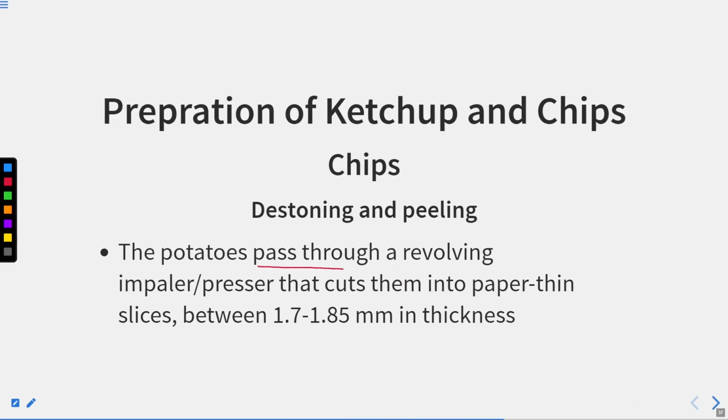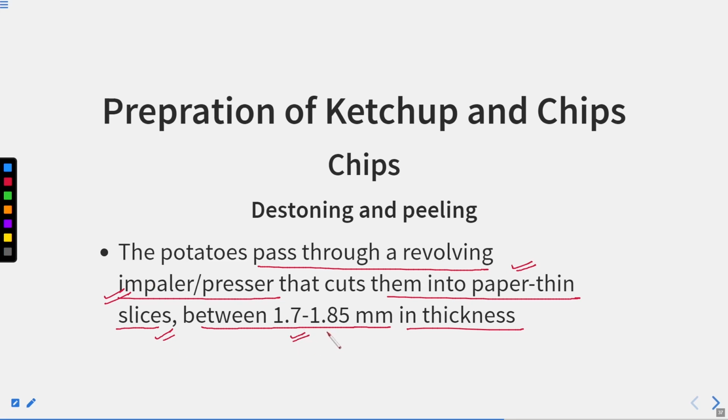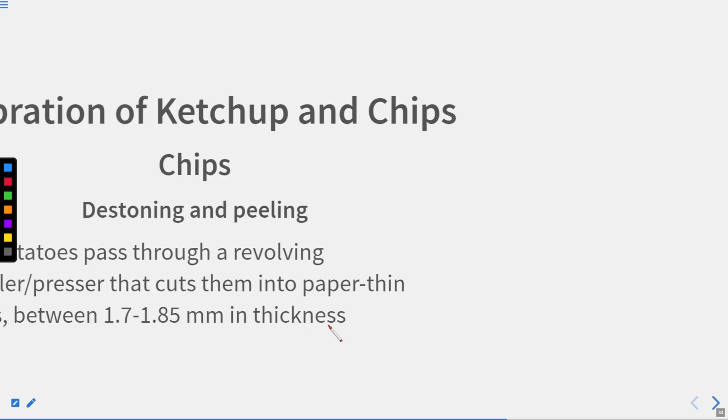The potato passes through a revolving impeller presser that cuts them into paper thin slices between 1.7 to 1.85 millimeter in thickness. So now comes the impeller presser that cuts the potato into such thin, paper thin slices, around 1.7 to 1.85 millimeter thick.